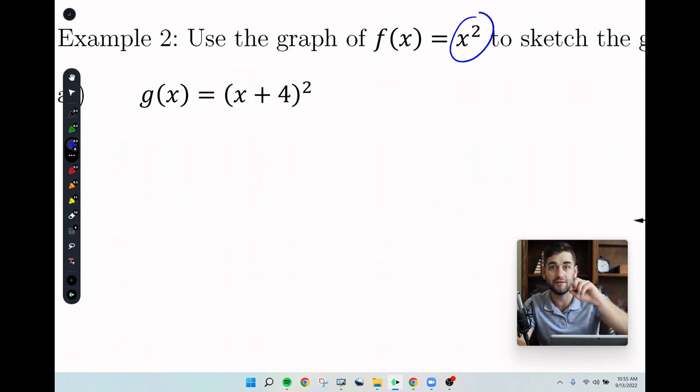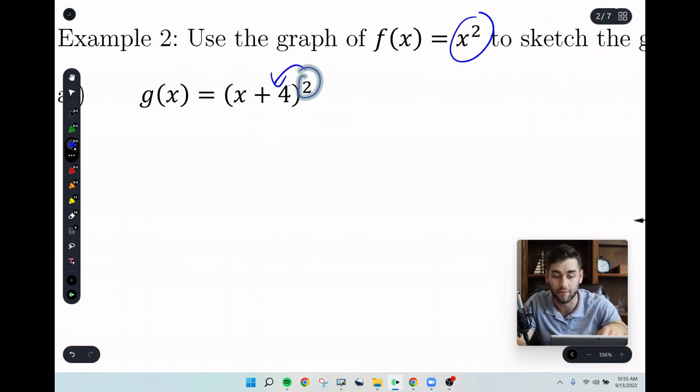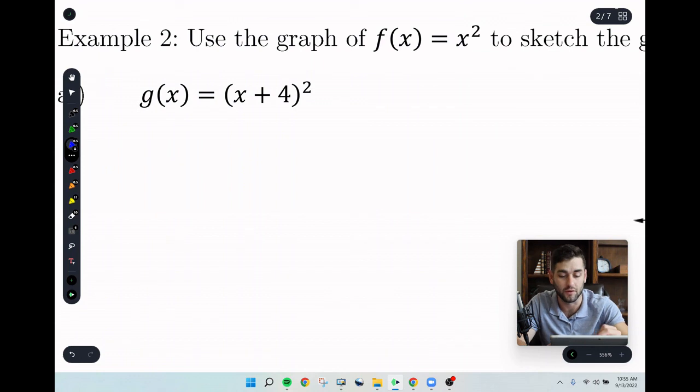So right now the shift that's happening is inside of that function. The shift that's happening is attached or close to the x. It's not on the outside of the function. It's actually the function that is going to be affecting this shift, right? This squared will affect the shift of 4. So that's how to recognize a horizontal shift.